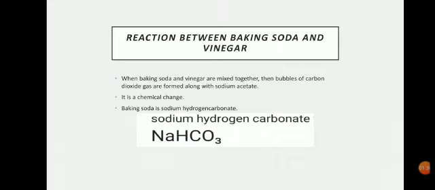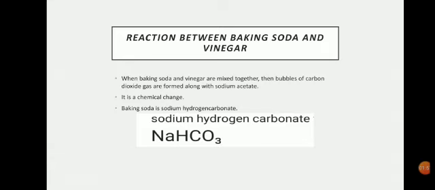Now how to conduct this experiment? First of all, you have to take a test tube. In that test tube you have to take about 5 ml to 10 ml of vinegar. Vinegar, its chemical name is acetic acid. Basically it is used as a preservative, right? It is a type of organic acid and it's totally edible.